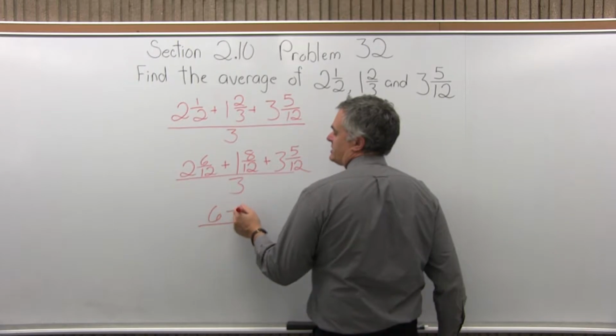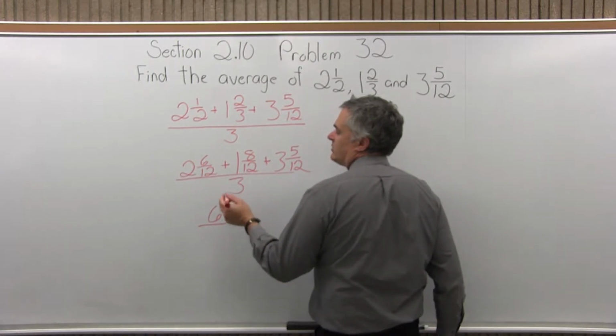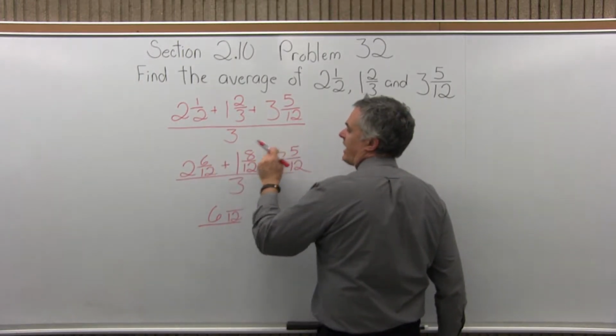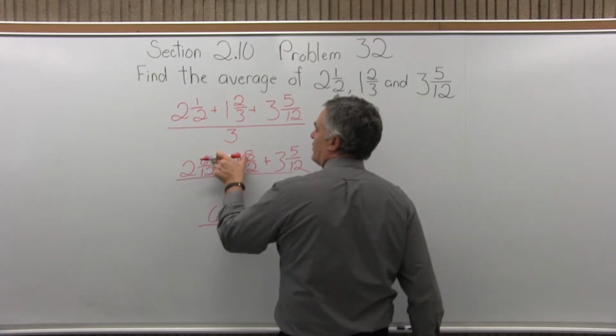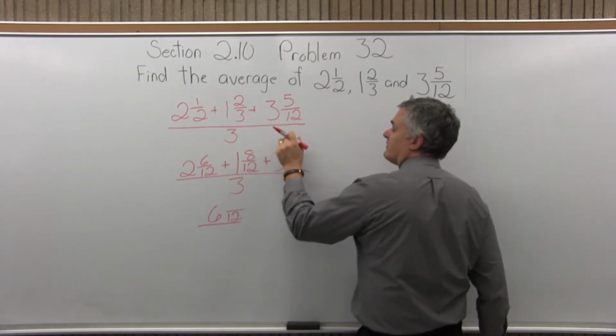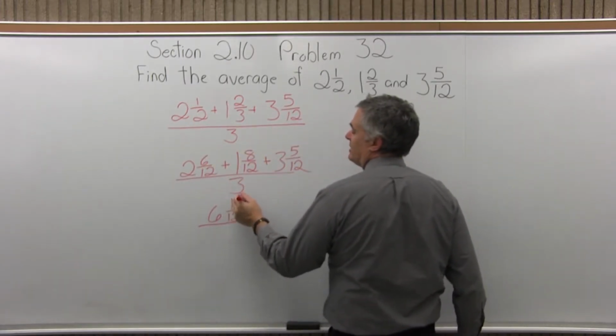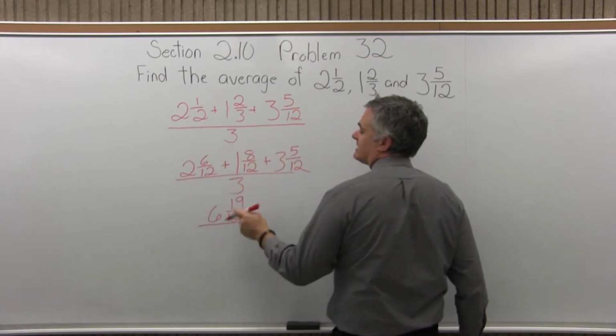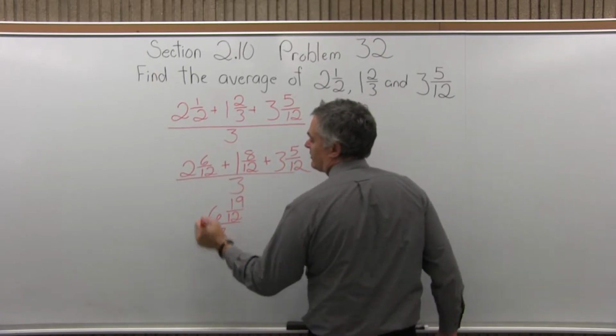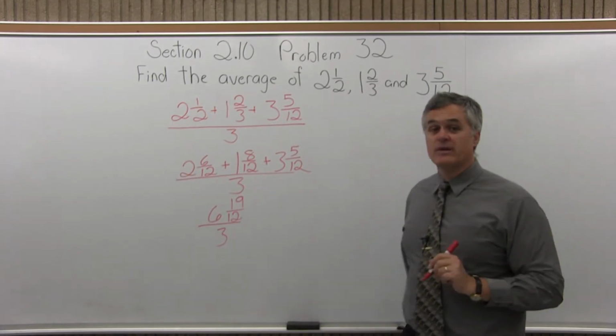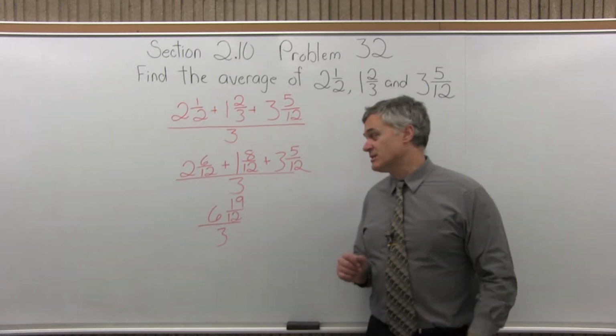Now my fractions, it'll be something over 12. What's the numerator? 6 plus 8 plus 5. 6 plus 8 is 14. 14 plus 5 more is 19. So when I add the tops together, I get 6 and 19/12. And don't forget, that's divided by 3 because I'm finding the average of three things.